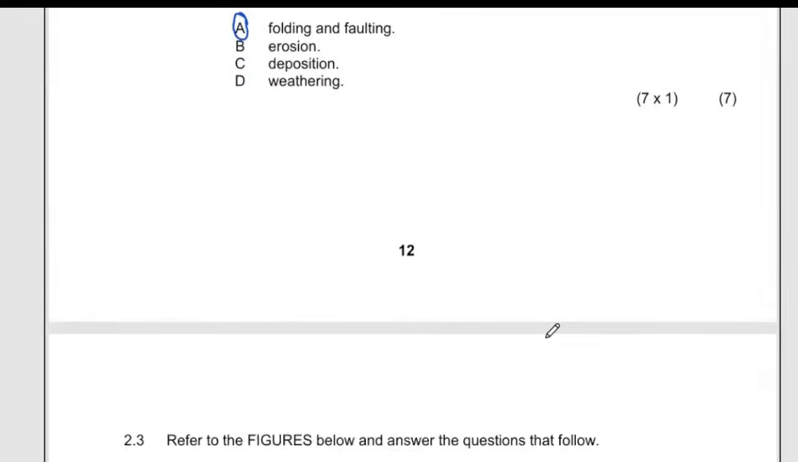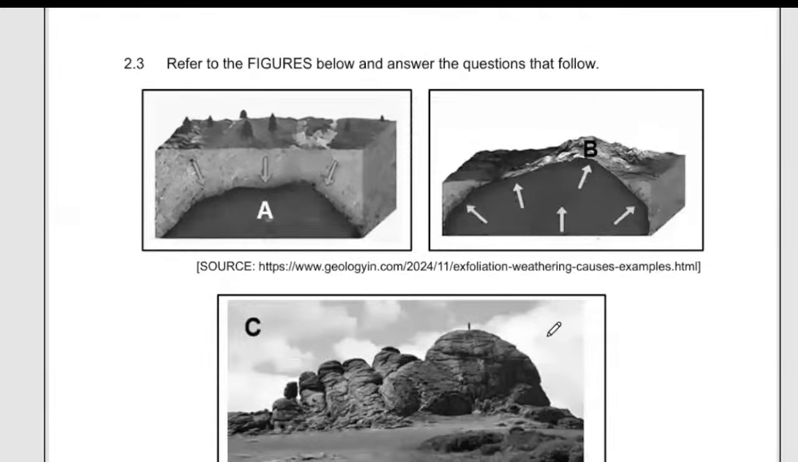Right, we go on to question 2.3. Refer to the figures below and answer the questions that follow. We have those three figures, figure A, figure B, and ultimately figure C.